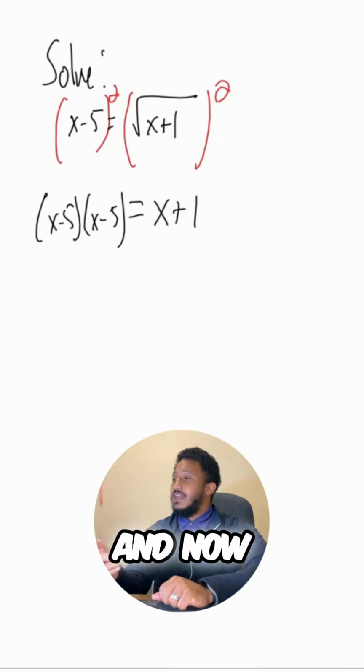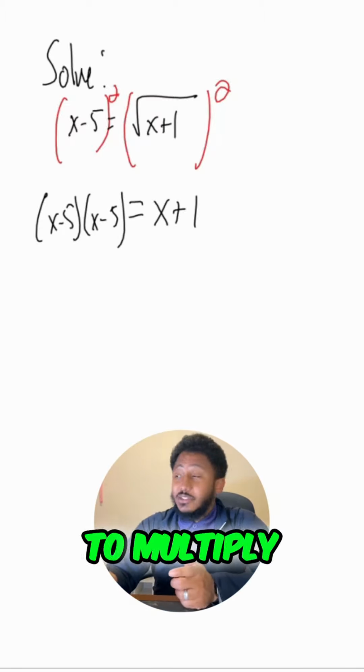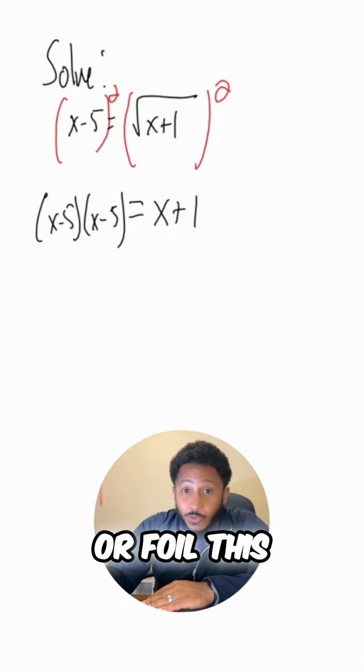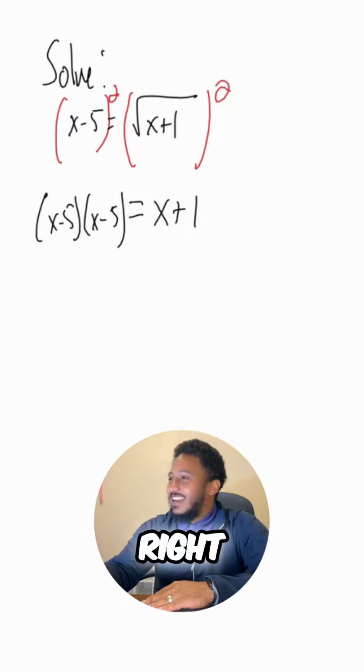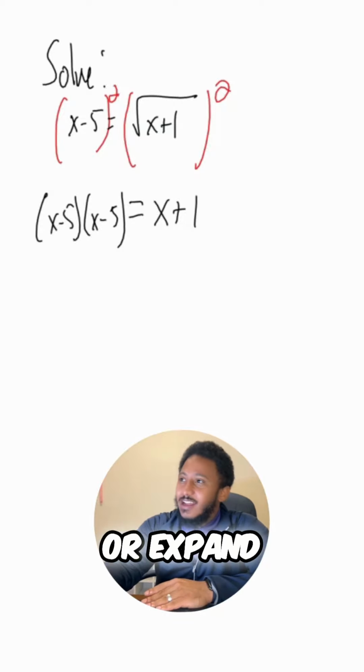Okay. And now, to get rid of these parentheses, we'll have to multiply this out or FOIL this out. The same thing you put on your baked potato, right? Just FOIL it out, multiply it out or expand this expression.